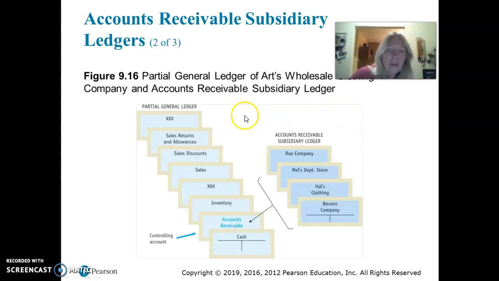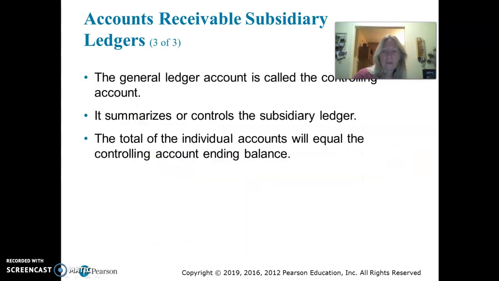Here you have your general ledger, and these would be all your accounts from your chart of accounts. You have a whole bunch of accounts, and you have the main accounts receivable. We've already dealt with accounts receivable. That's money owed to you, and that is called the controlling account. Then everybody who owes you money, each person that has an account with you, Roe, Mel's, Hal's, and Bevan's, is your subsidiary accounts receivable. All of these people have a balance they owe you. We sum all that up, and that's the amount that actually goes in accounts receivable. Easy concept.